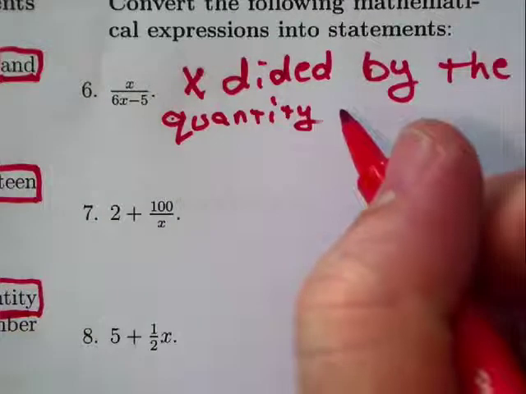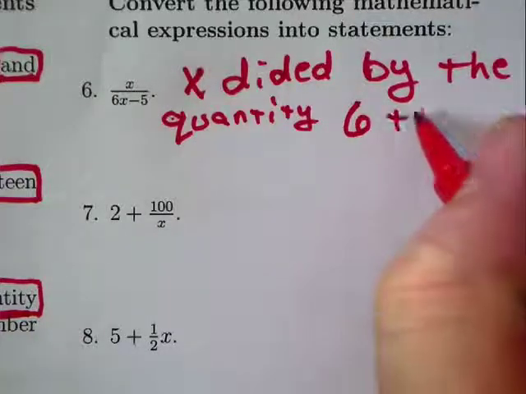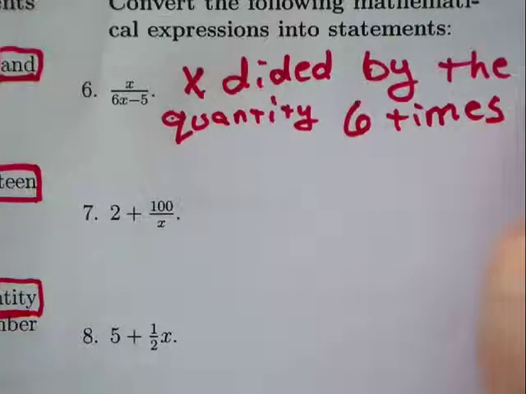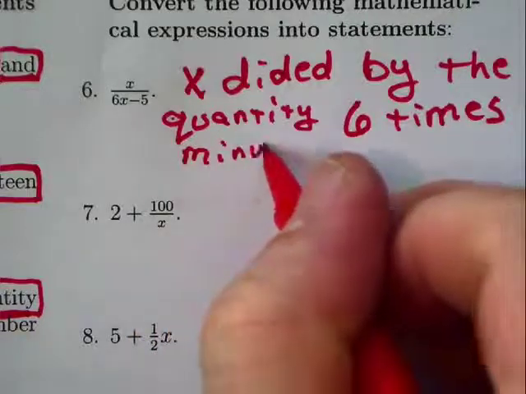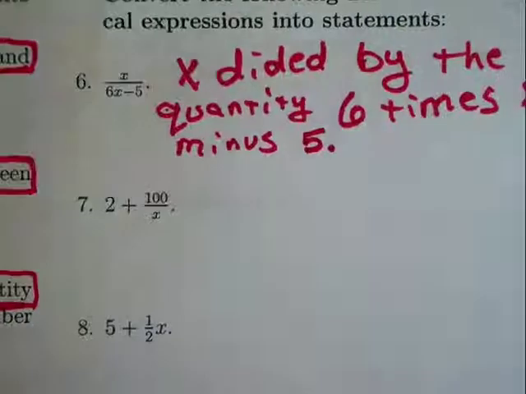The quantity 6 times x minus 5. And then I'll be done there.